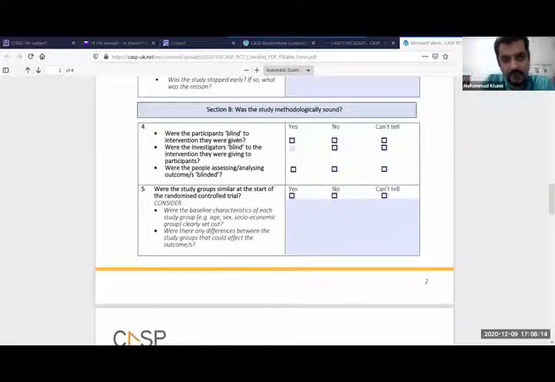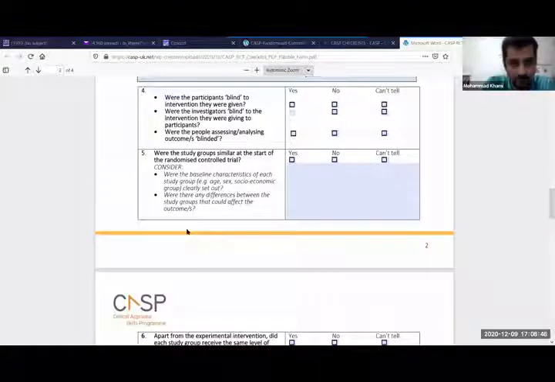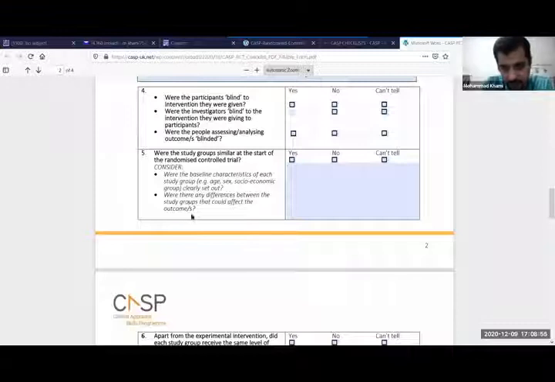In section B, we have: were the participants blind regarding the interventions they were given, were the investigators blind to the intervention they were giving to the participants, and were the people assessing or analyzing outcomes blind. Because as I told you, we have three kinds of blinding, and if we have all these three, then the study is triple blind. The fifth question is: were the study groups similar at the start of the randomized controlled trial? We should consider whether the baseline characteristics of each study group, for example, age, sex, socioeconomic group, are clearly set out. Were there any differences between the study groups that could affect the outcomes?